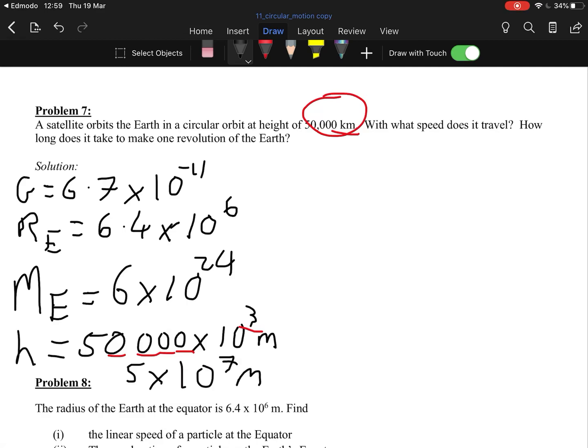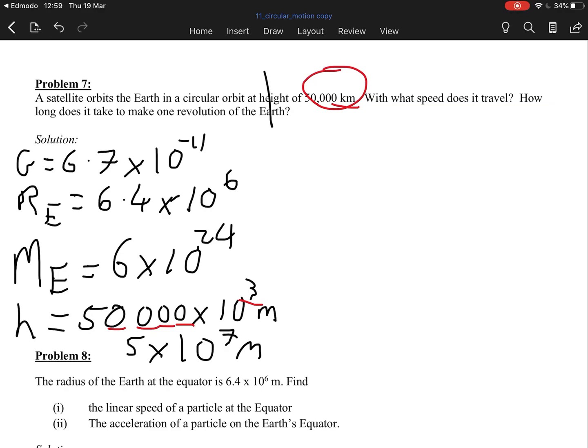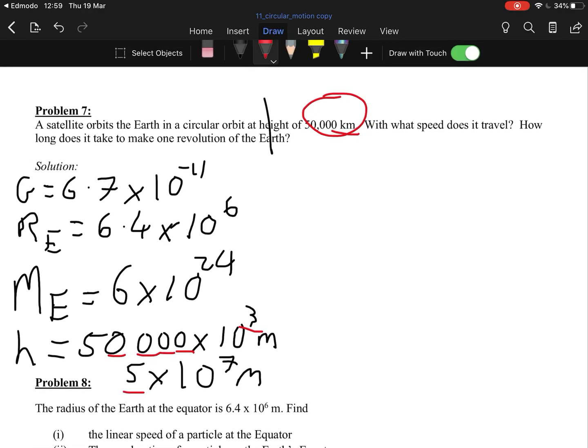10 to the 7 meters. Because, again, if you've forgotten, that's no harm. If you've forgotten, 5 by 10 to the 7 means you multiply by 10 seven times. So we have 1, 2, 3, 4 zeros here, and then we have 3 more zeros to get it to meters. So that's why you can convert it to 5 by 10 to the 7, if you wish. It's up to you. Doesn't matter. Same answer either way. Okay?